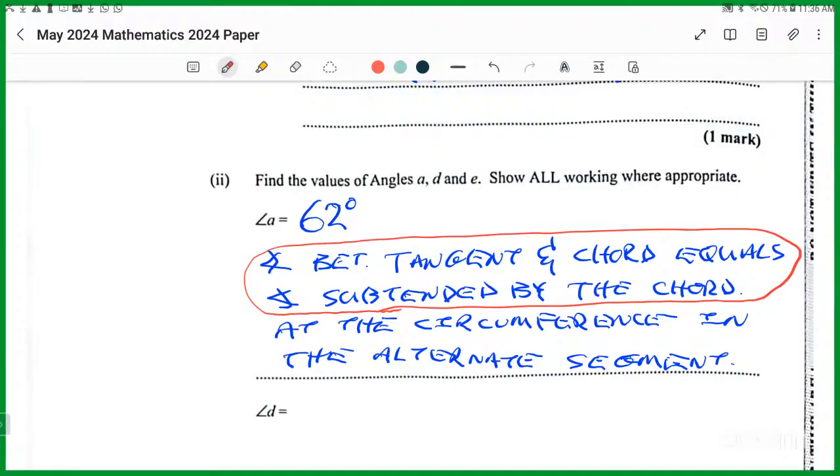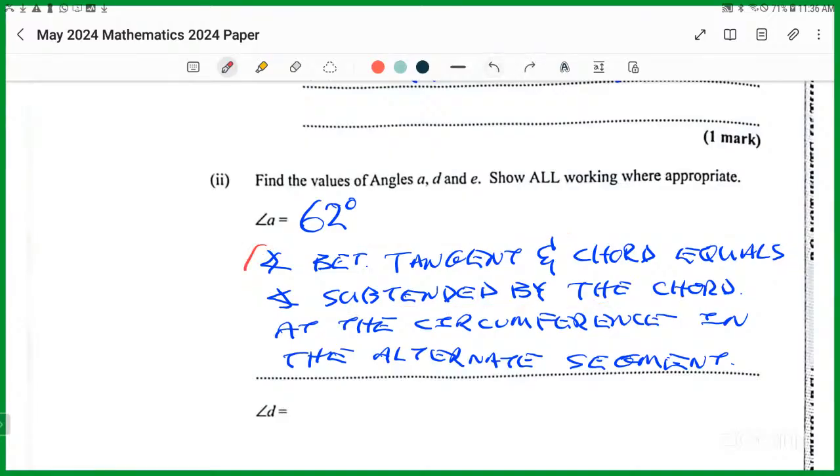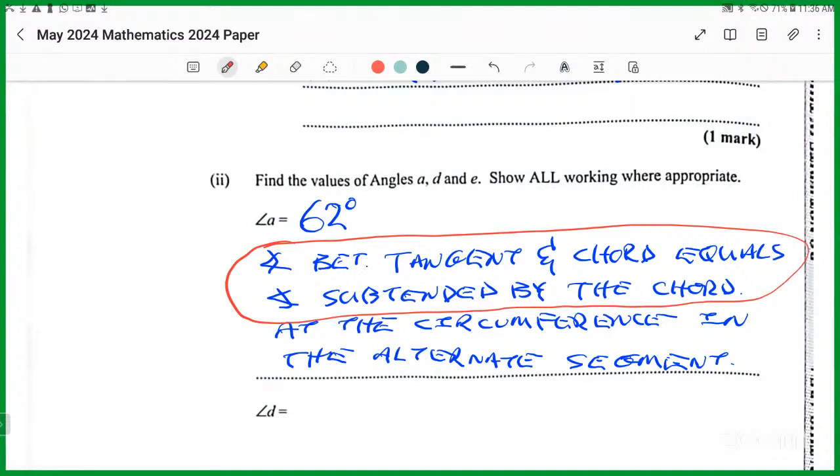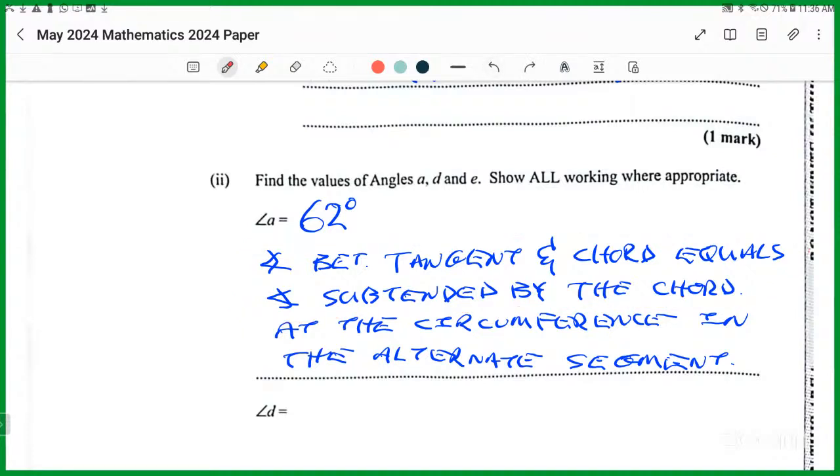Angle between a tangent and a chord equals angle subtended by the chord in the alternate segment. Alright, but this is the full thing. So if you're in doubt, just give them the full thing. But I want you to at least know this part first. At least give them that. Alright? So that angle is 62 degrees.